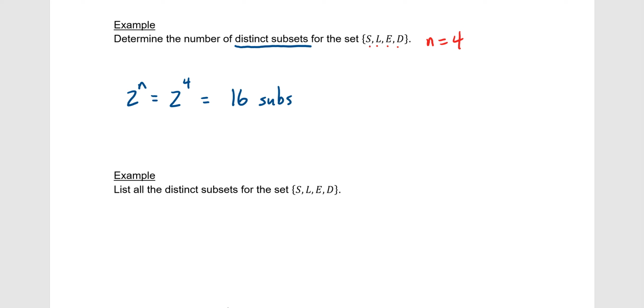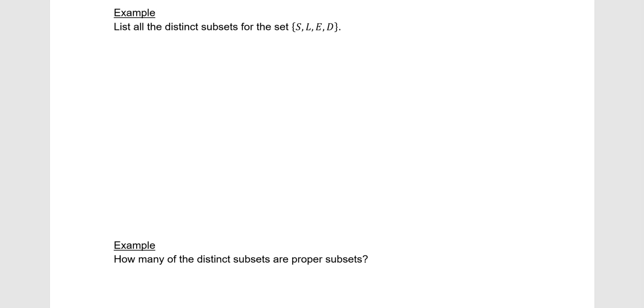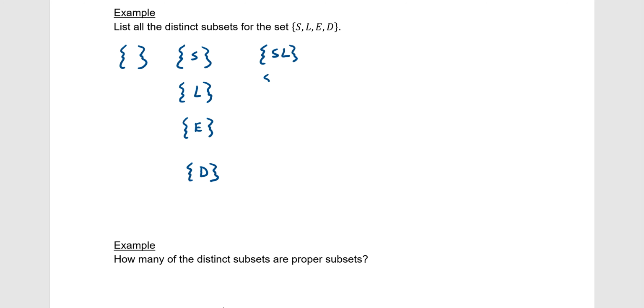Okay, for the next one here, I just finished writing that in. What this wants us to do now is list all of the subsets for the set SLED. The way I'm going to do this is similar to the way I was doing it before. Let's start with the empty set. There's one subset. Now let's do the ones with only a single element in the subset. S is a subset. L is a subset. E is a subset. And D is a subset. Each one of these is a subset of our original. For the next ones, let's do every possible combination of two of them. We're going to have S and L, and then S and E, and let's do S and D.